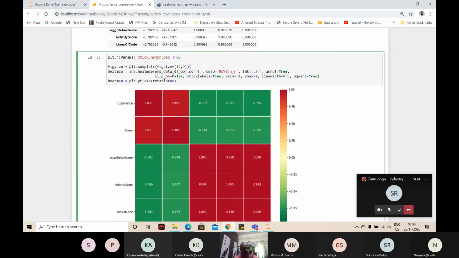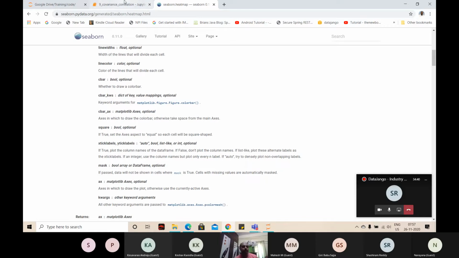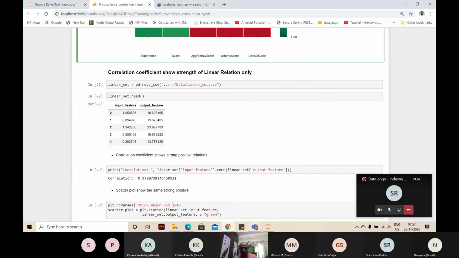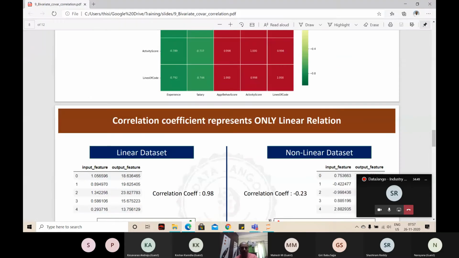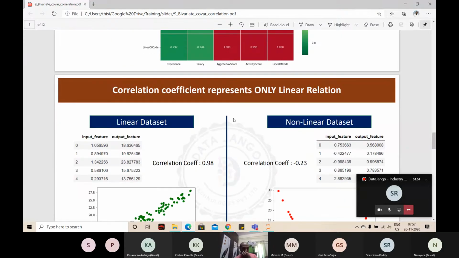So if you change the palette, the color map, you can get different colors and they look nice. Most recently, the Seaborn guys added Tableau colors, Tableau, that visualization tool, right? Those colors they added and they look nice. They are cool and nice colors. Okay. So now we understood what is correlation, what is covariance, and we know how to do the heat map. Now let us jump in and see a concept: correlation coefficient represents only linear relationship.